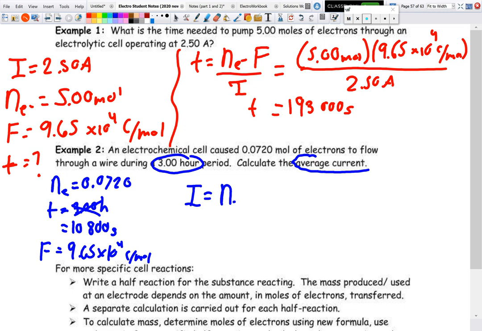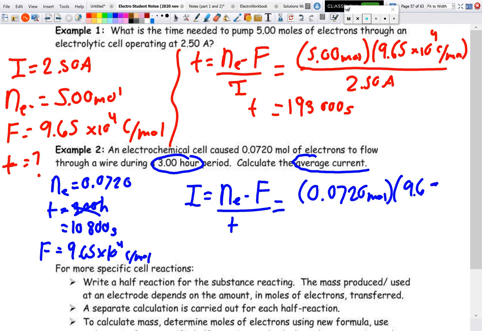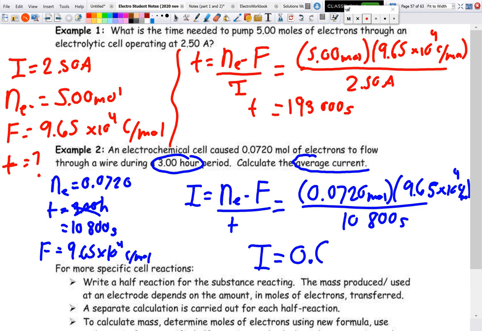I is equal to the number of moles of electrons times Faraday's constant all over the time. So we take our 0.0720 moles, multiply by 9.65 times 10 to the 4 coulombs per mole, and divide by the time, 10,800 seconds. And we get our average current is equal to 0.643 amps. And that is the unit we use for this equation.